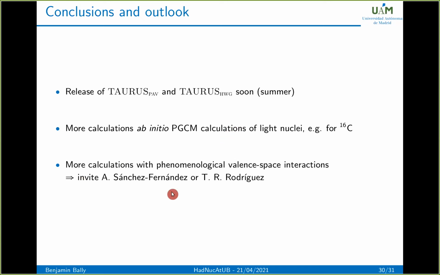And also, I did not want to talk about it because it's already a lot of things to talk about, but this code can also be used to perform calculations with phenomenological valence space interactions, such as the ones used in the traditional shell model. And if you want to, you can invite Thomas or Adrian, his PhD student, to talk about that. They are doing some calculations with this code.